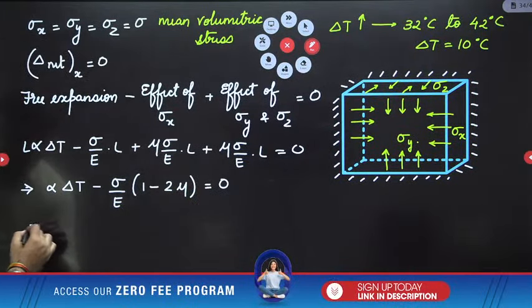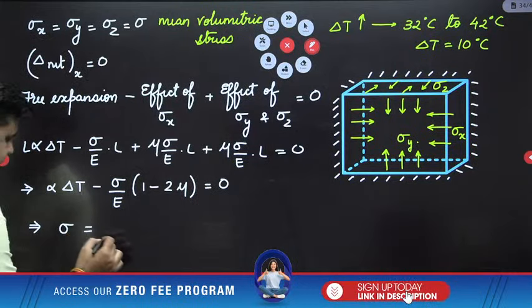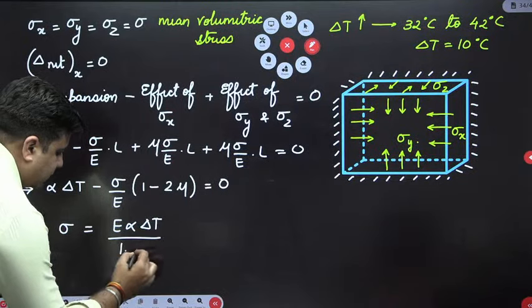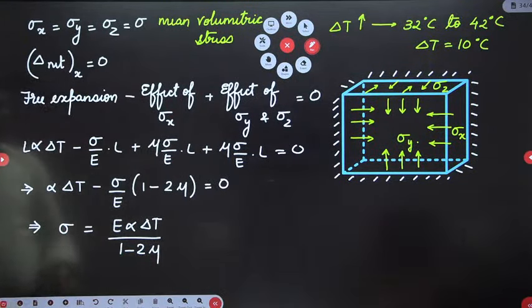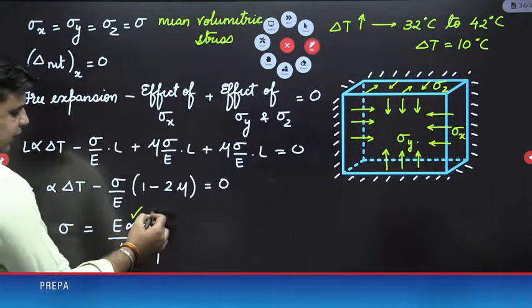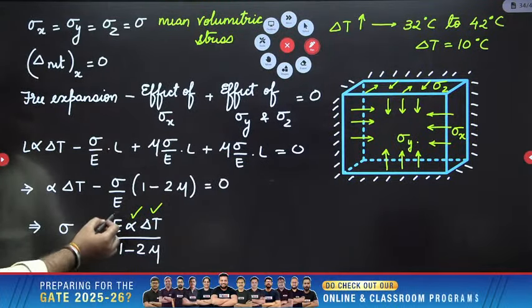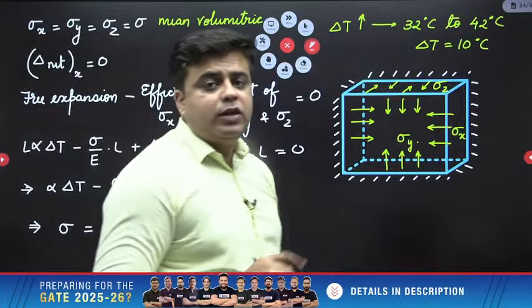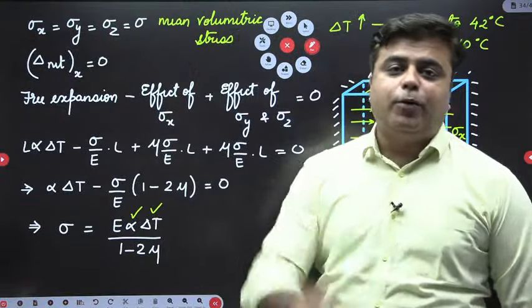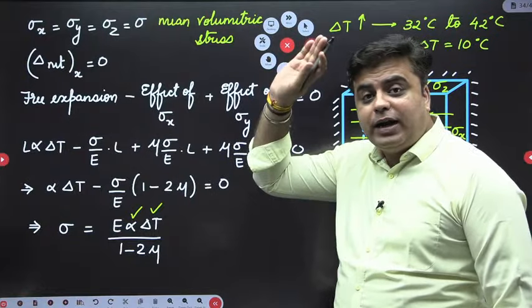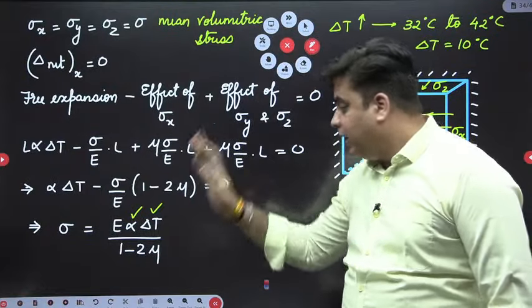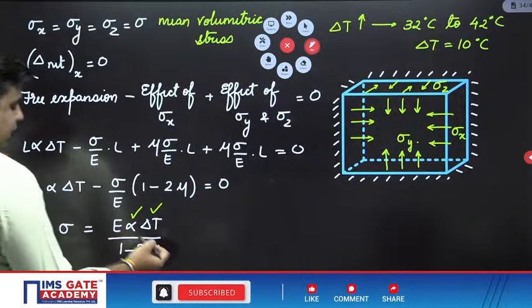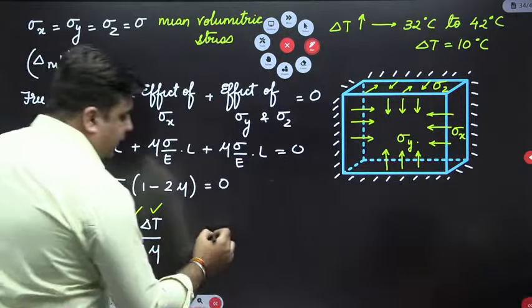So from here, what is the value of sigma? Sigma is equal to E alpha delta t upon 1 minus 2 mu. Now sir, they have given you the value of alpha and the value of delta t, but they don't give you the value of E and mu. Instead of E and mu, they have given you the value of bulk modulus. See, what we read like 1.5 hours back is again coming back into use. So they don't give you the value of E or mu, but they have given you the value of K.